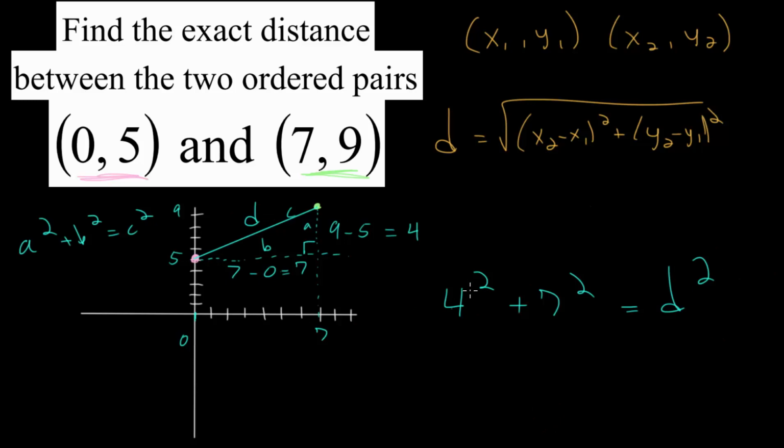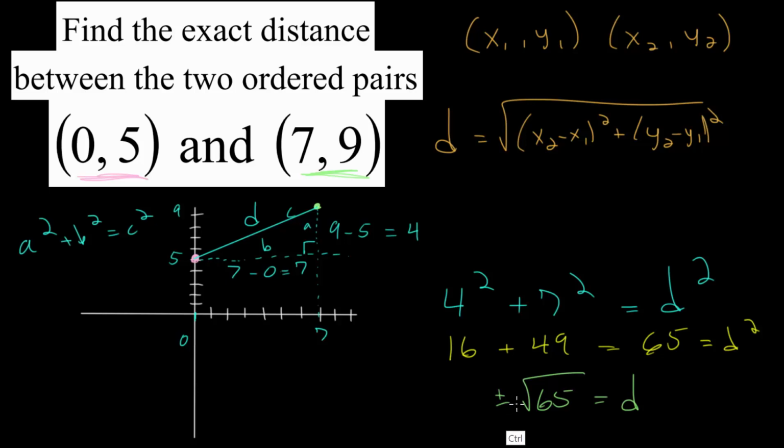Now, actually solving this, we just need to simplify everything. 4 squared is 16. 7 squared is 49. Those add together to give us 65. And 65 is equal to D squared. But to get D by itself, we square root both sides of the equation. And we get D is the square root of 65. And notice that we took a square root, but we don't put plus or minus. You can if you want, but you just need to realize that this is a physical length here, so it has to be the positive case. So we found our distance, it's just the square root of 65.